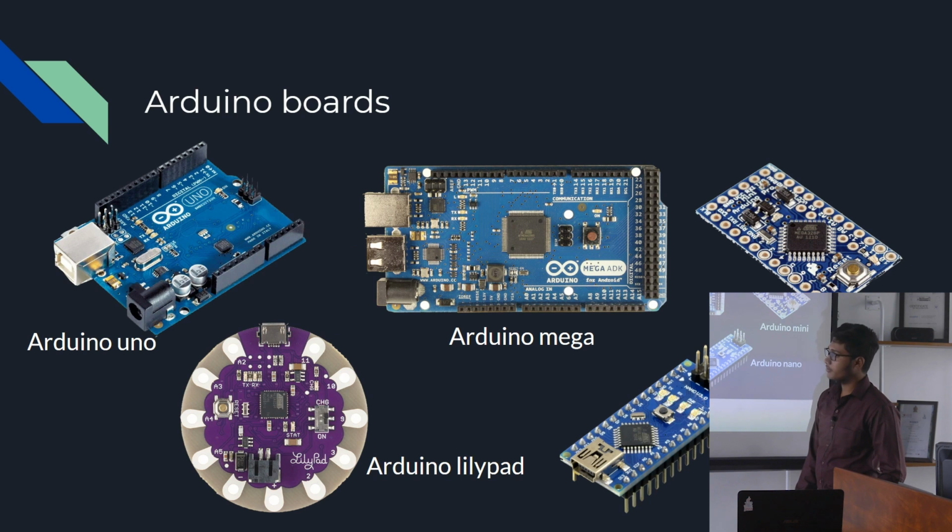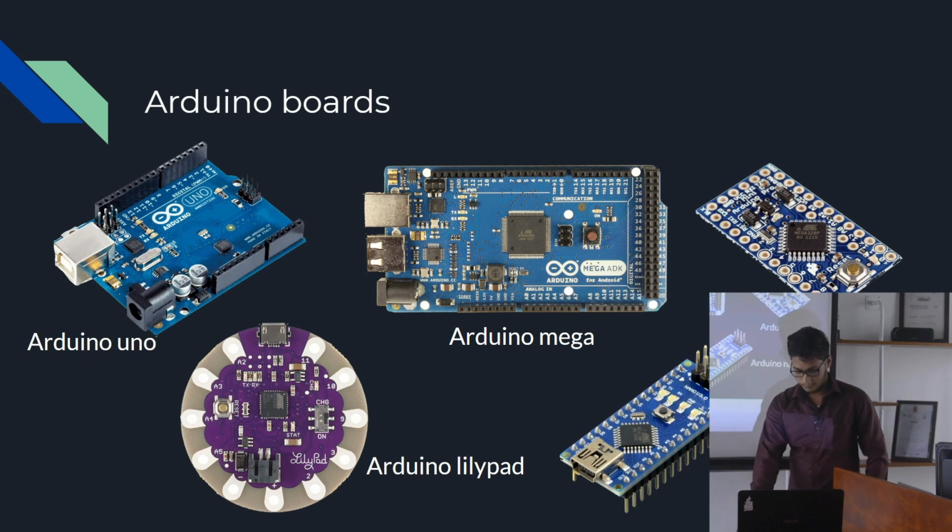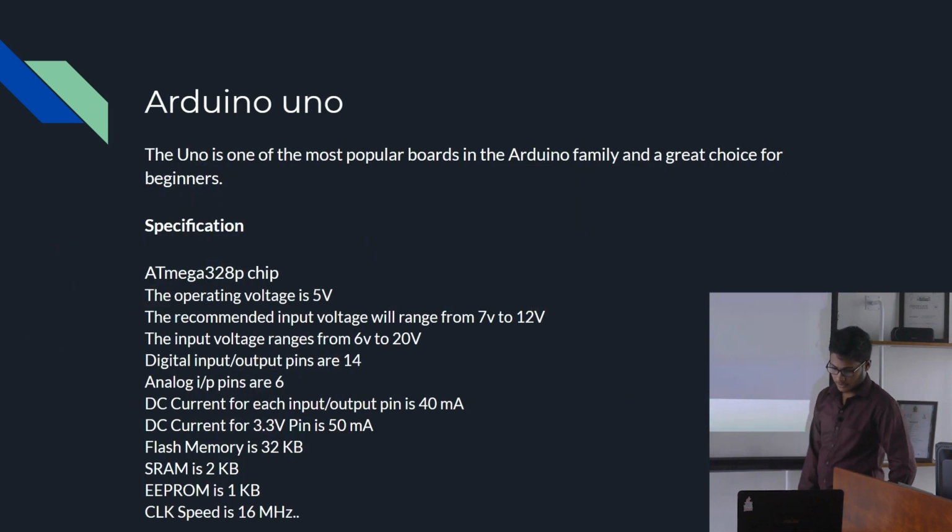There are a lot of Arduino boards in the market, but the most popular boards are Arduino UNO, Arduino Mega, Arduino Mini, Arduino Lilypad, Arduino Nano. Arduino UNO is the most popular board in the Arduino family. As a beginner, this is the best board to get started. It has an ATmega328P chip, and the operating voltage is 5 volt, and there are 14 digital input and output pins and 6 PWM pins and 6 analog input pins, and it has 32 kilobyte flash memory.